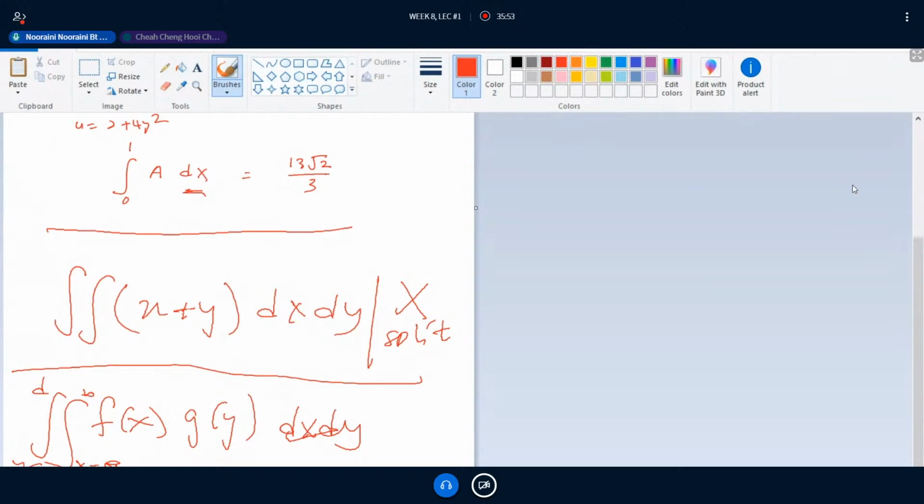So if the function can be split, the function must be a multiplication between your function of x and your function of y, and make sure your limits must also be only numbers. Remember, your region is a rectangular region. Only numbers and multiplication of functions only. If you get variable limits, you also cannot use this split.